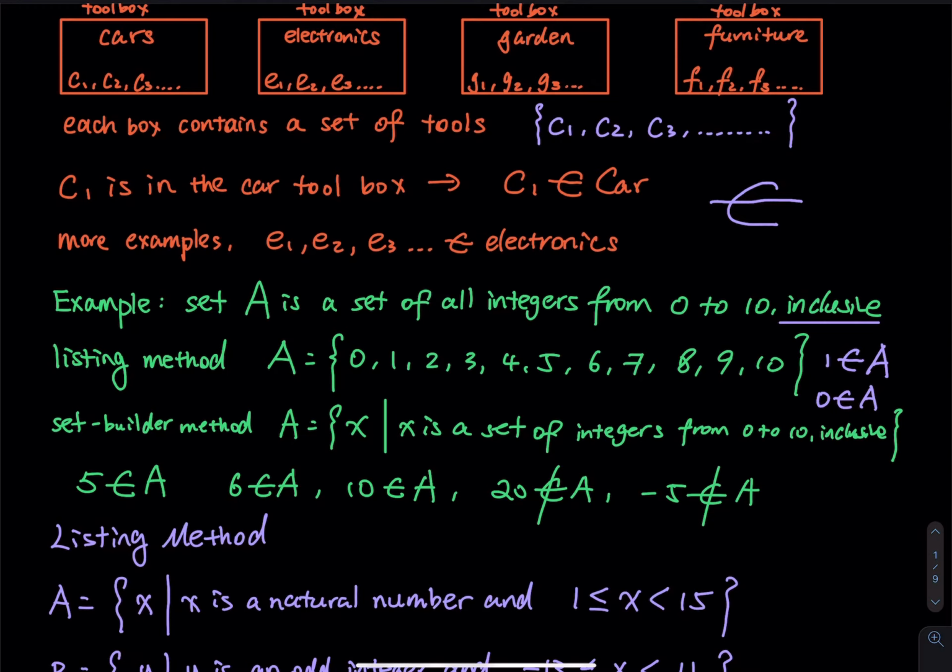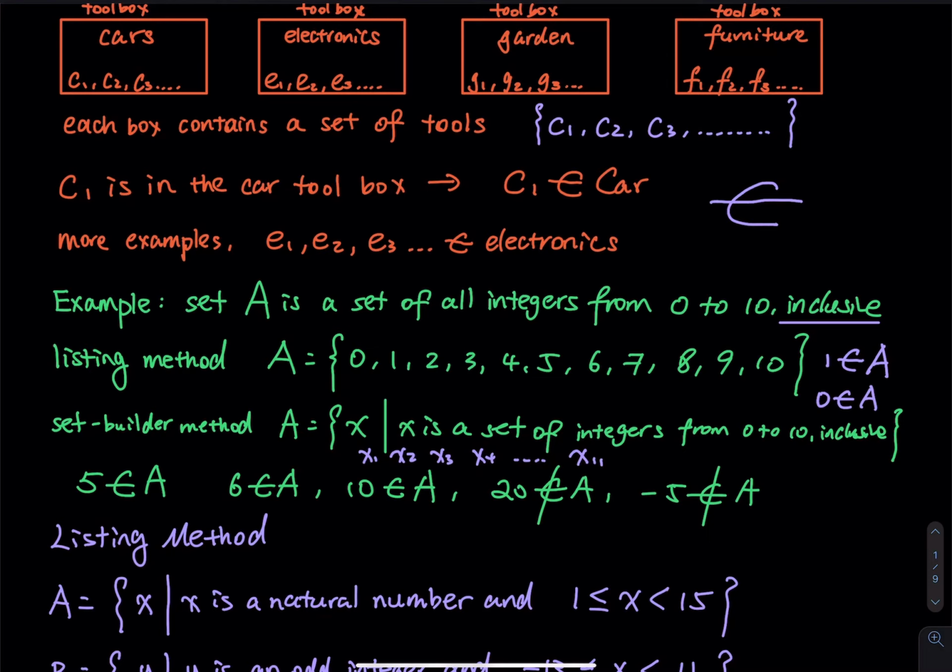For the X, you can do this. You can do X1, X2, X3, X4, and then all the way to X11, because there are 11 numbers or 11 elements in this set. X1 is 0, X2 is 1, X3 is 2, so on and so forth.